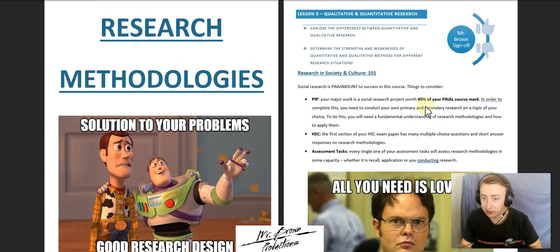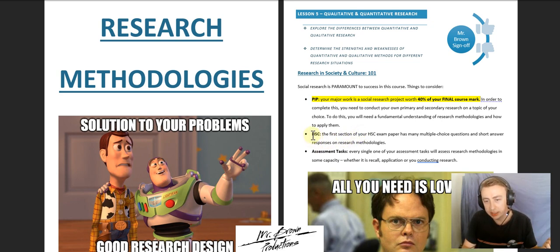The why we're doing it is that in year 12 your PIP major work is worth 40% of your final course mark. 40%. So that's not including the HSC internal assessments. 40% raw of your total final course mark will be determined by your PIP, and that is very much based on your ability to research effectively. So that's why it's really important we learn about this.